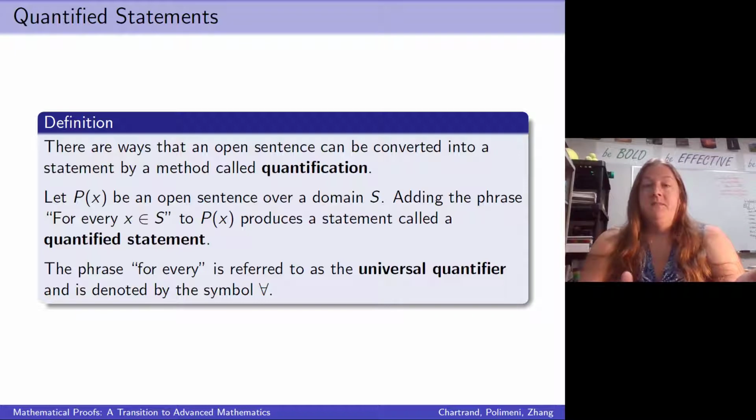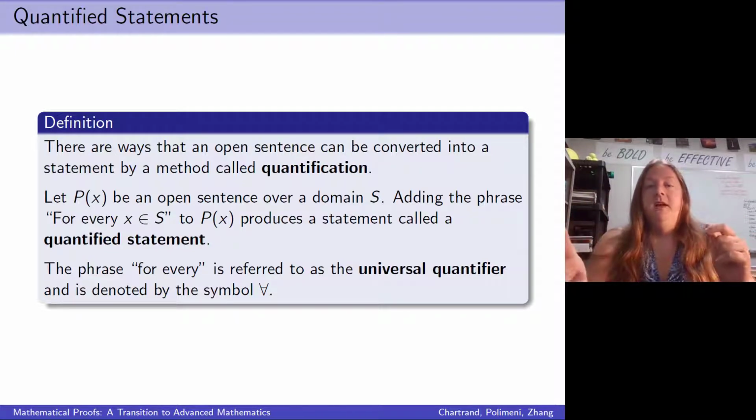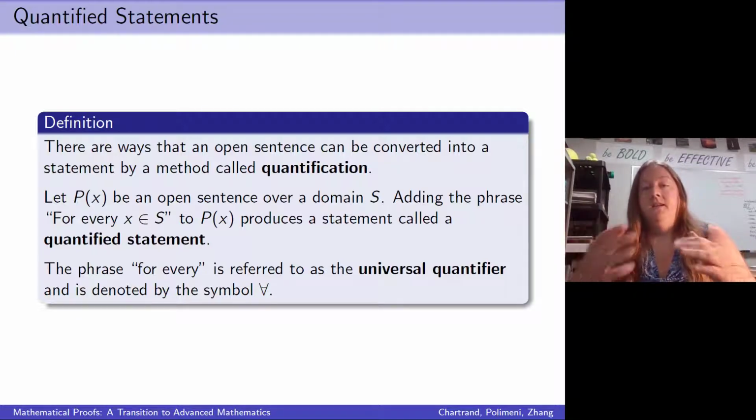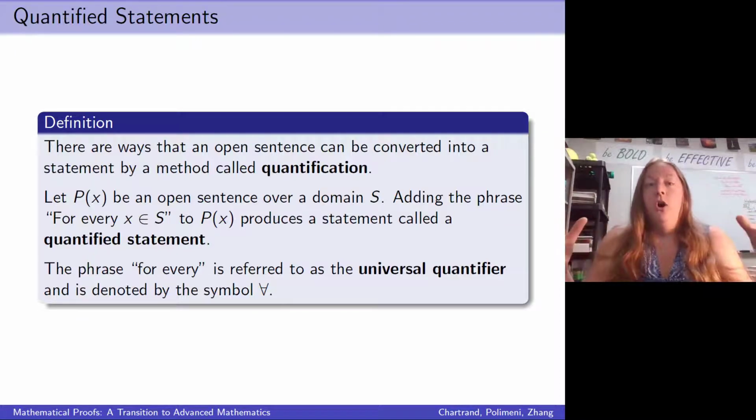So if I had an open sentence, P of x, then I add to it the phrase "for every x in S," with S being the domain of P of x. Then what I'm doing is making what's called a quantified statement. When I add the phrase "for every element in a set," what I'm using is called the Universal Quantifier. Universal because it's every, it's all. So whenever we hear this, we should be thinking about every single element in the set, universal, across the board.